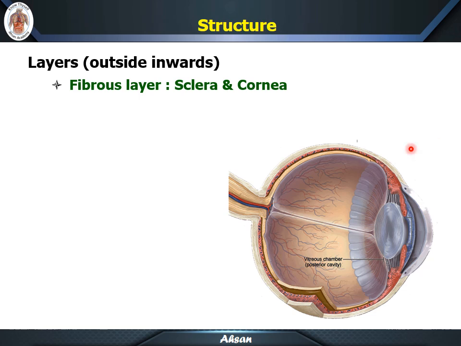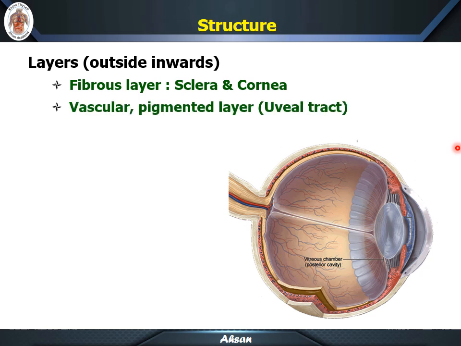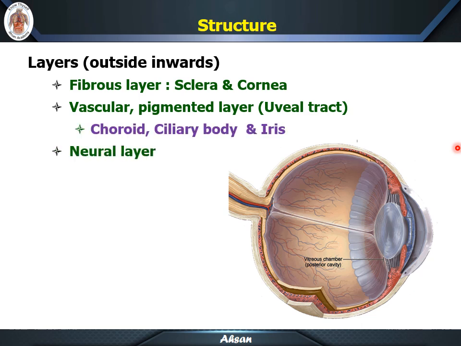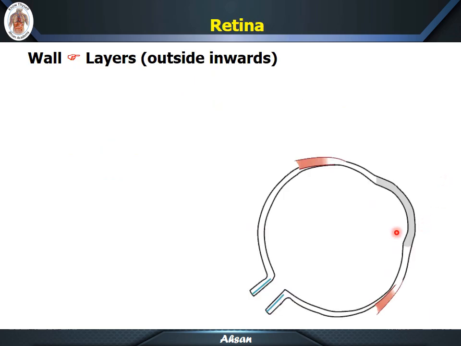So far we have discussed the outer layer, the fibrous layer comprising of sclera and cornea. The second layer from outside is the vascular pigmented or uveal tract, which comprises of choroid, ciliary body, and iris. Then the innermost coat is known as the neural layer, and it comprises of retina, and that continues anteriorly as epithelial non-nervous part.